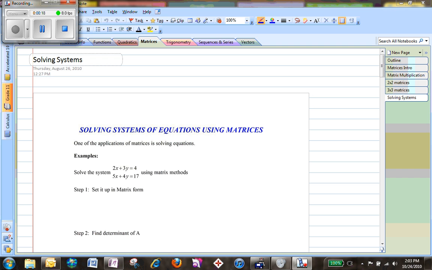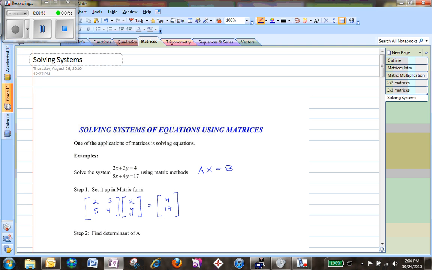So given the two equations that are on the screen, 2x plus 3y equals 4, and 5x plus 4y equals 17, we're going to set up the following in matrix form. The first matrix, A, is the coefficients, X is the unknown matrix, and B is the solution matrix. So AX is equal to B. Again, in order, A is 2, 3, 5, and 4. X is the unknown matrix, X and Y. And B is the solution matrix, 4 and 17.